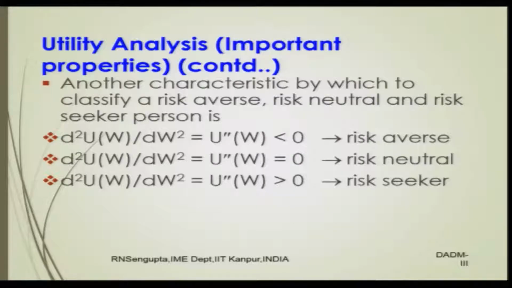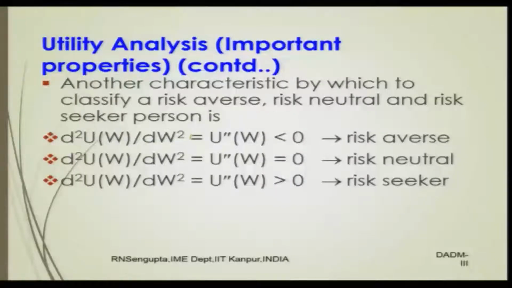Another characteristic by which to classify a risk averse, risk neutral and risk seeking person is by considering the second derivative. If you remember, I did mention the second derivative. The first derivative is always greater than 0. The second derivative will be u double prime, which is d2u/dw2, u being the utility function, and from there you can find out whether the person is risk averse, risk neutral or risk seeking. If the second derivative is less than 0, the person is risk averse.